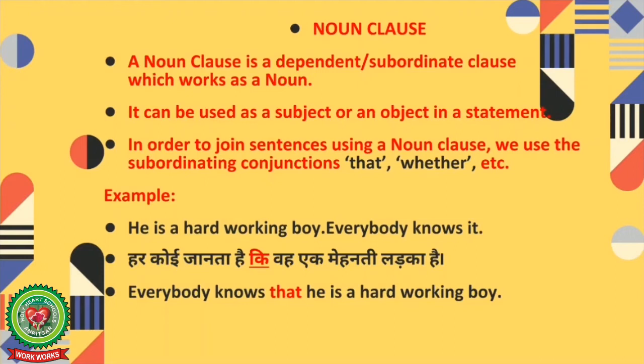Students, keep in mind that in a complex sentence, we have two finite verbs and a subordinating conjunction. And in this sentence, the two finite verbs are knows and is. And the subordinating conjunction that is used to join these sentences is that. Let's take some more examples.